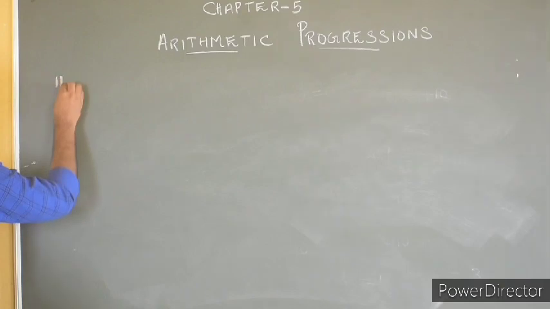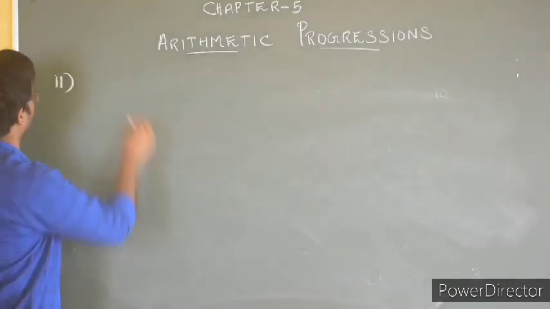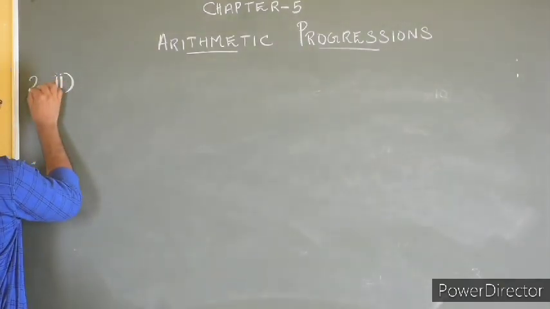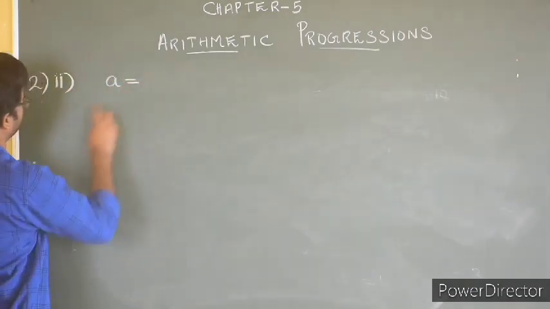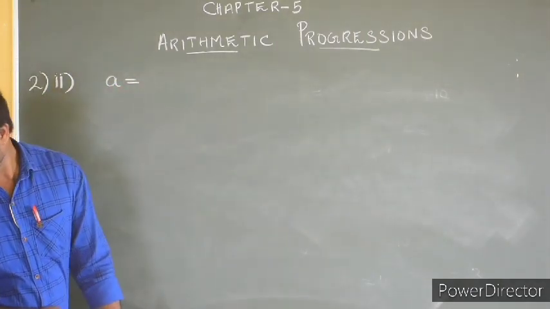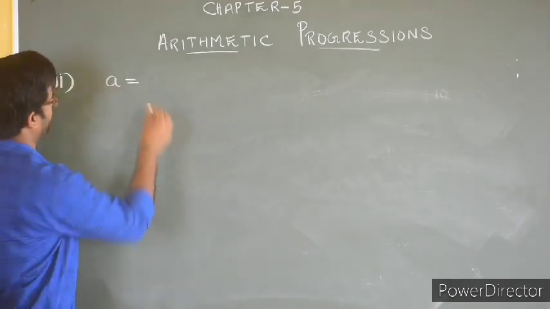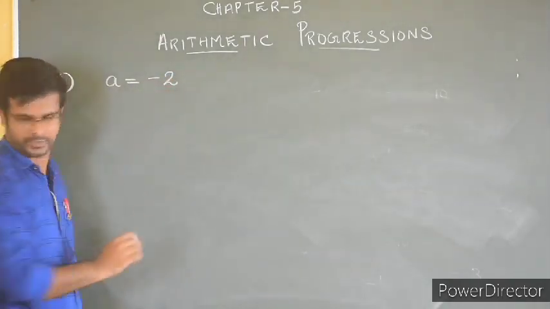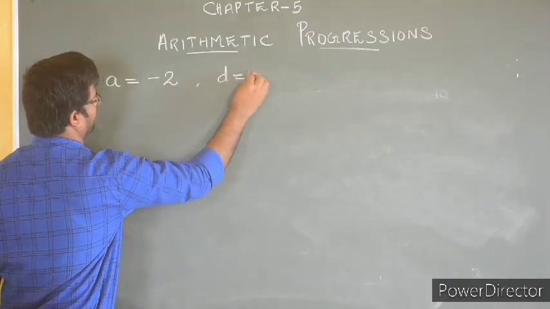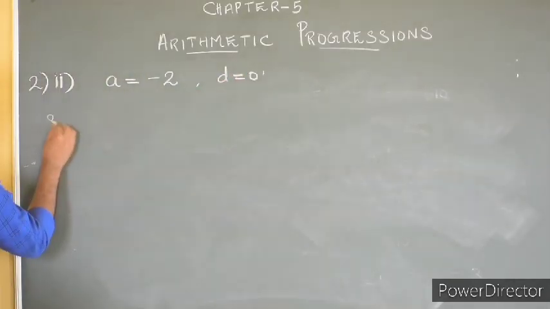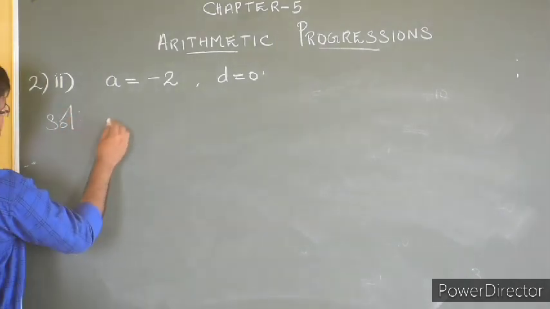Then the second question, Roman number 2. Question number 2, Roman number 2. They are also already given. a is minus 2. d equal to 0. d equal to 0. Solution.